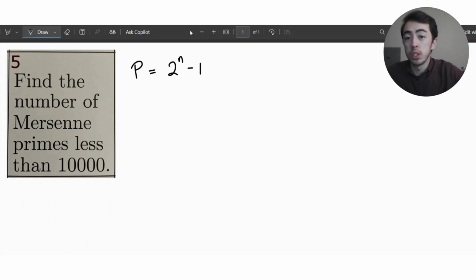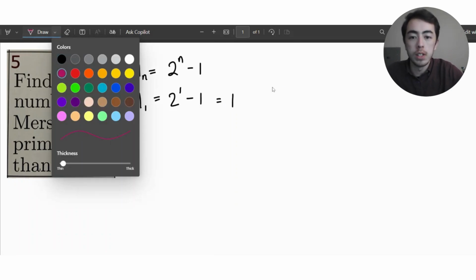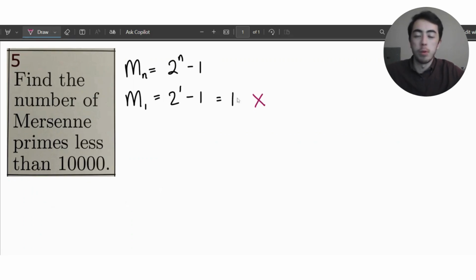We should just check some values of n and see if this number produces a prime. I think the usual notation is a big capital M with a subscript of n. So I could try big M of 1, seeing if this number is a Mersenne prime. I'll do 2 to the power of 1 minus 1. Well, 2 to the power of 1 is just 2, and then 2 minus 1 is 1. So this number 1 is not a prime number. The first prime number is 2. Just 1 isn't prime, so the first number to check when n equals 1 didn't give me a prime number.